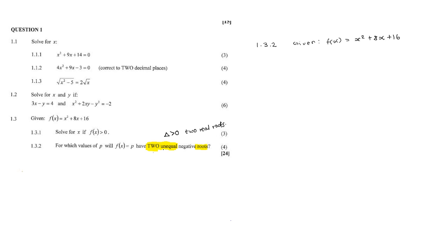Okay, so what's happening over here? You're taking this f of x and you are creating a new graph, a new trinomial, by setting it equal to some value p. So let's try to visualize this. f of x is x squared plus 8x plus 16, and we want to make this equal to some value p. This value p is going to be some number.